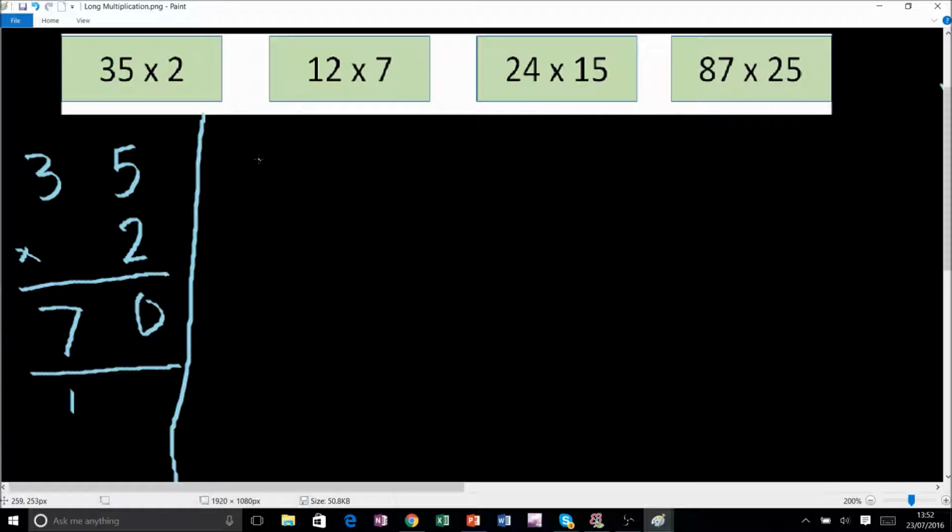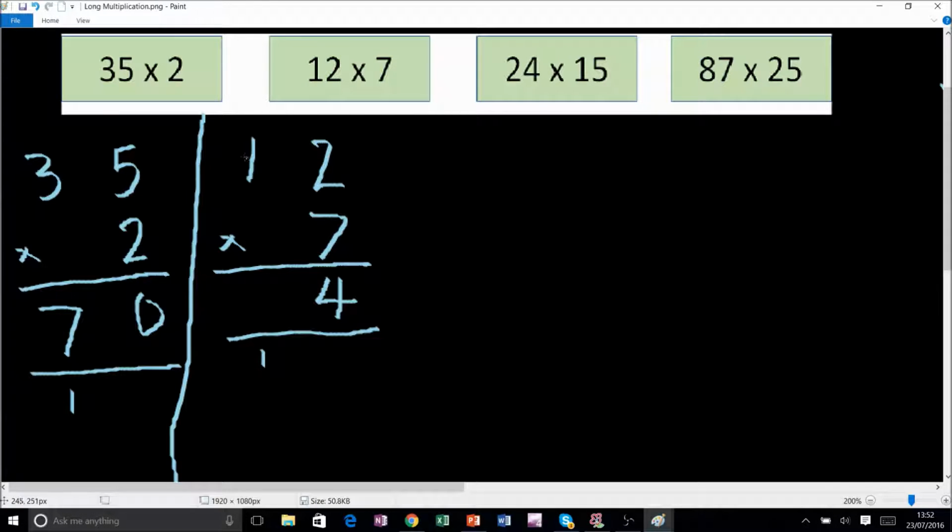Now we're going to move on to this one. So 12 times 7. Let's set everything up properly. So 12, and then we've got 7. So we're going to do 7 times 2 gives us what? 14. So we put the units down here and we carry over our tens here. Now 7 times 1 gives us 7, and 7 plus the 1 gives us 8. Okay.